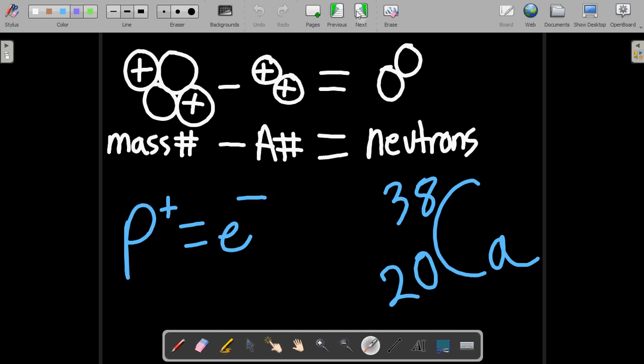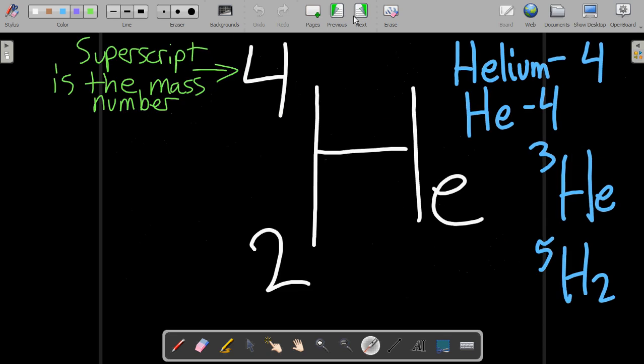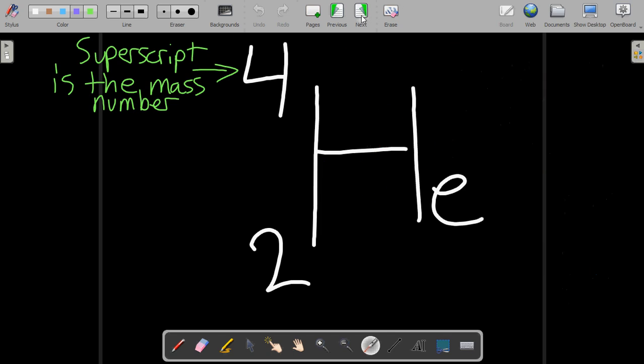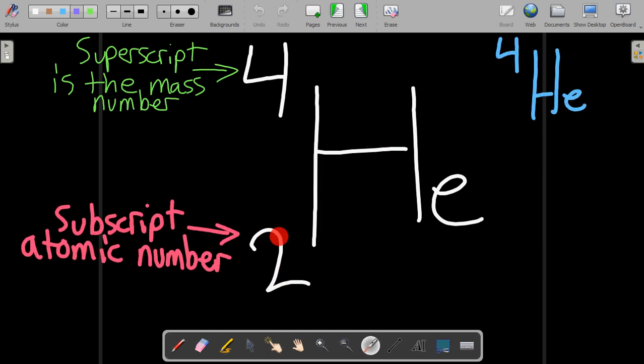So let's go here. This number up here is a superscript because it's above the writing. That is the mass number. And in this notation, it's always going to be the mass number. So this is the mass number of this isotope. And then down here, this subscript, which is below the writing, is the atomic number. And again, in this notation, it's always going to be the atomic number.